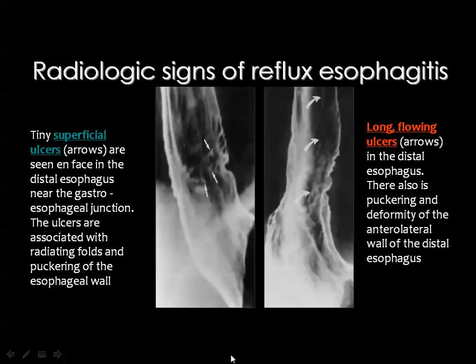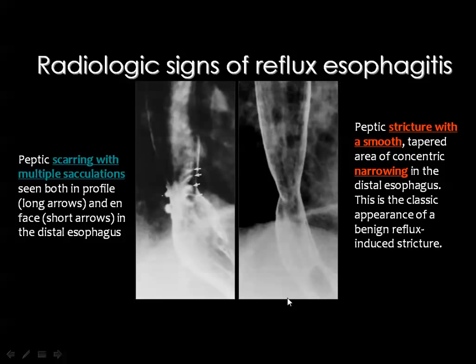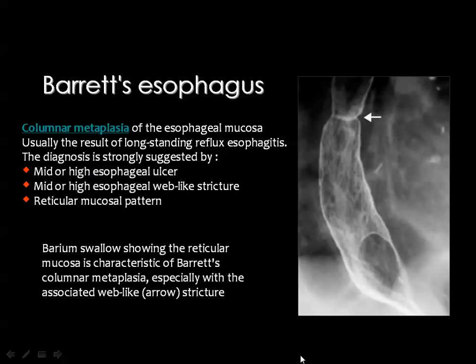And after that, they will develop some superficial ulcerations, with some pockets of barium seen within the esophageal wall. Later on, these ulcers will be long and irregular. As you can see, they look like flowing material, or flowing wax. And after that, there will be scar tissue and multiple sacculations, which you can call pseudodiverticula, due to deep ulcerations in the wall of the esophagus. And later on, the stricture itself will develop, which is the peptic stricture, as I have said.